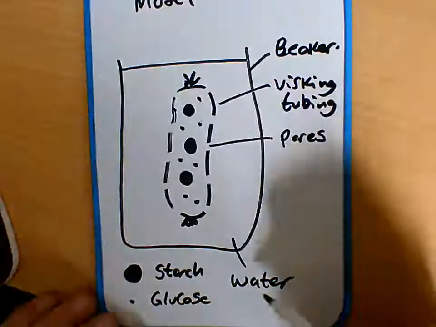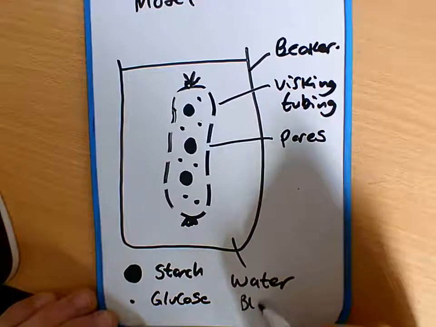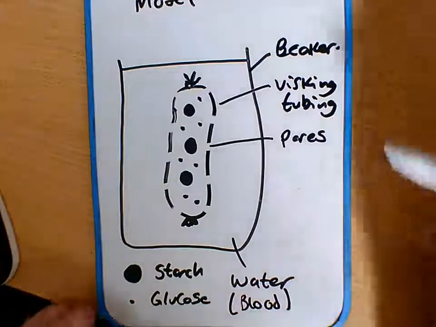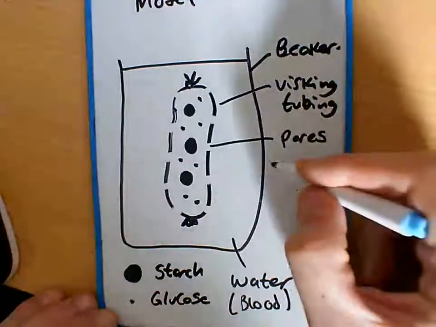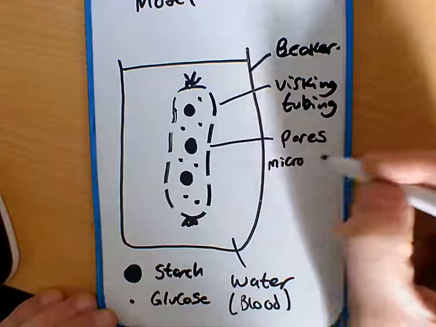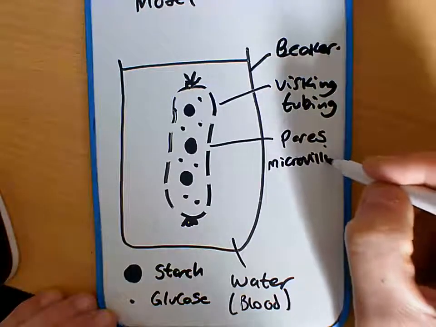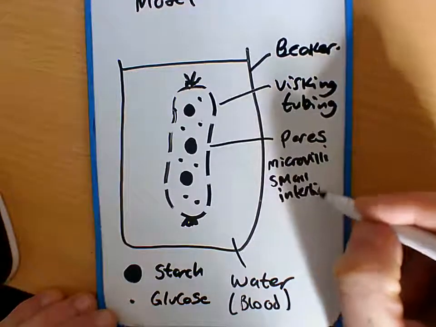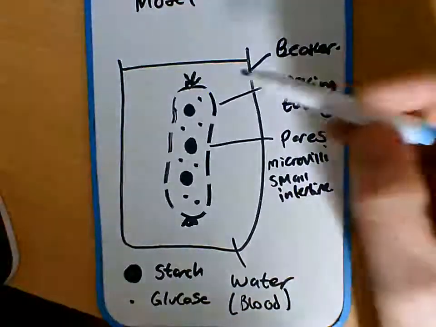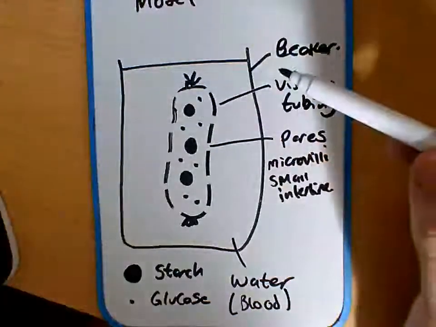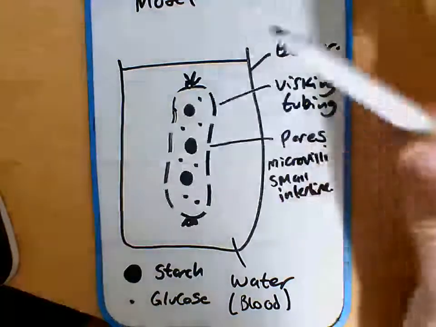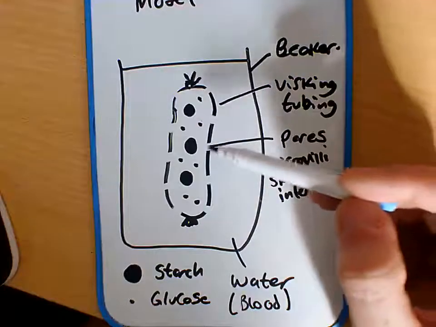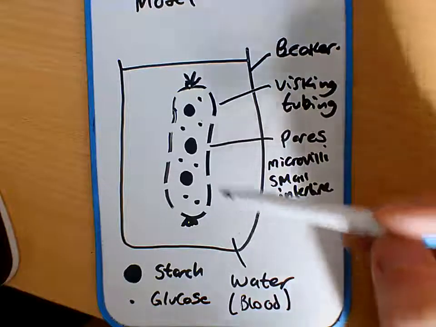Now in this model, the water is actually simulating the blood. So this is the blood supply surrounding the small intestine. The pores are acting a little bit like the microvilli of the small intestine. The Visking tubing itself, the whole tubing is representing the small intestine. The beaker is just the abdominal area. Most important thing really are these pores and also the water, the blood and the content.